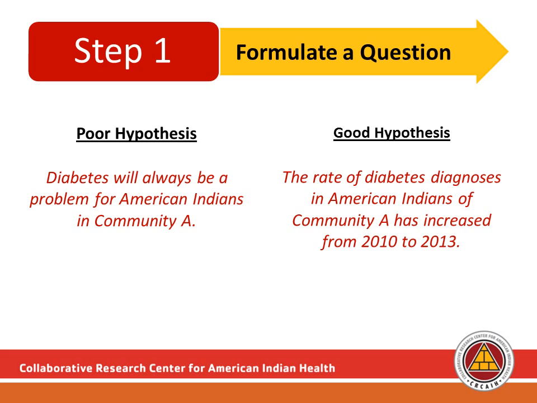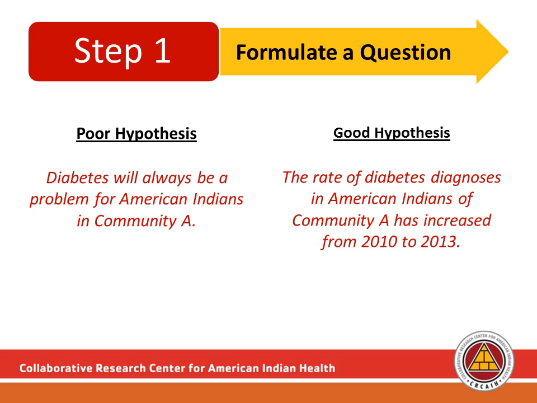So let's return to our example. On this slide, we show you examples of a poor hypothesis and a good hypothesis. Let's look at the example we have of a poor hypothesis. Diabetes will always be a problem for American Indians in Community A.